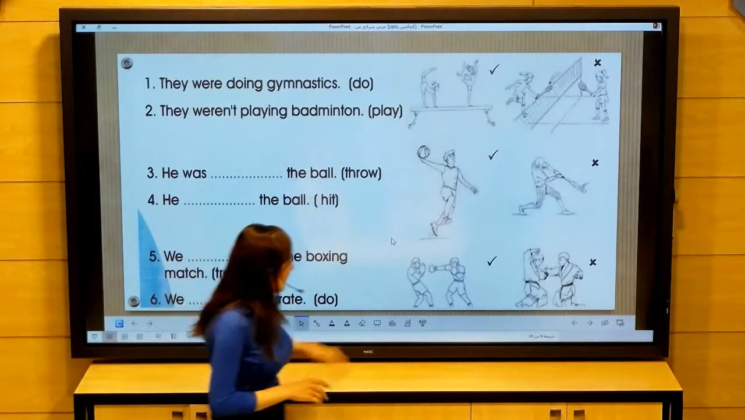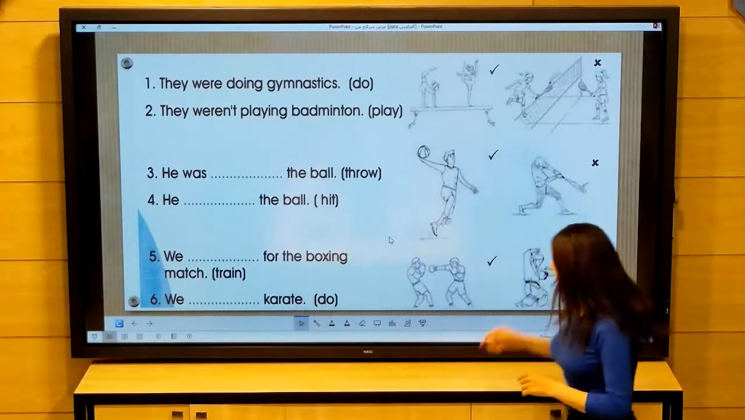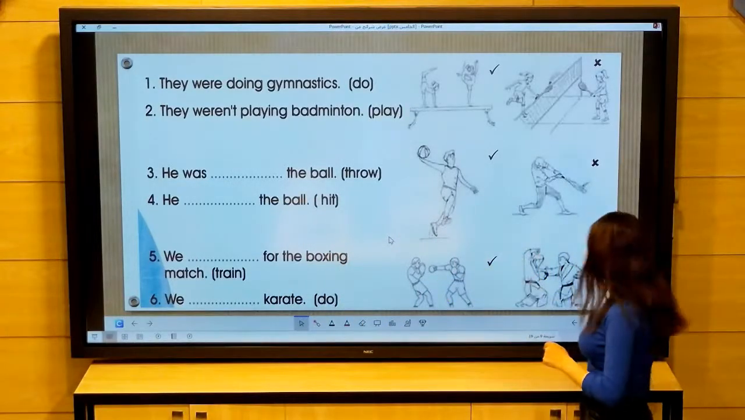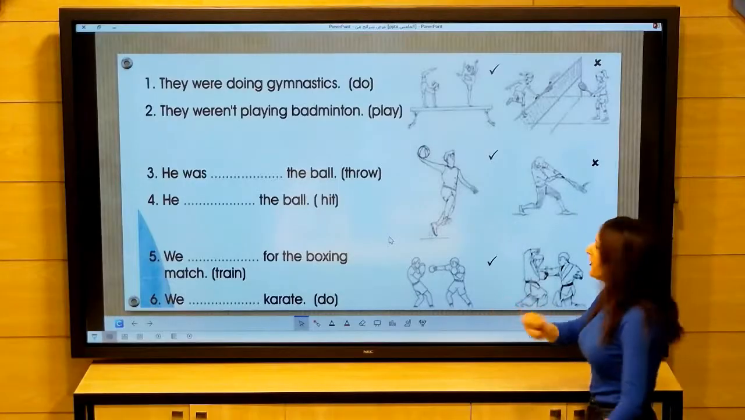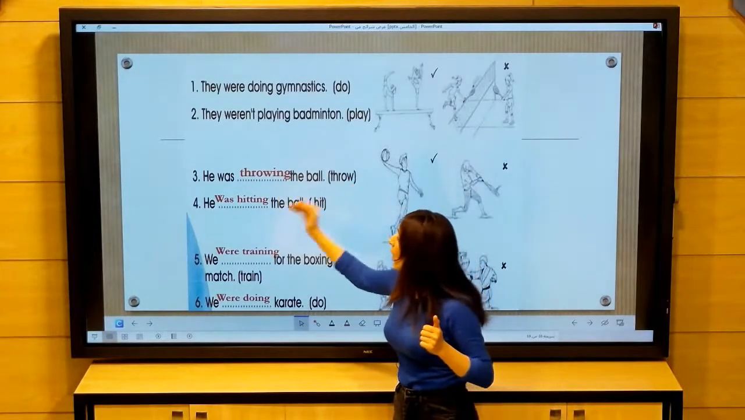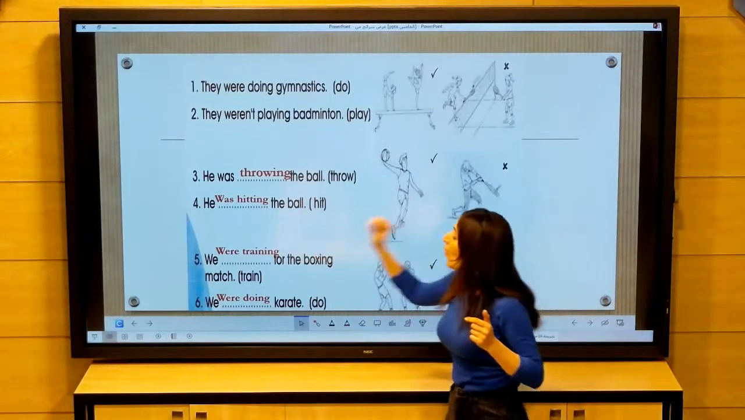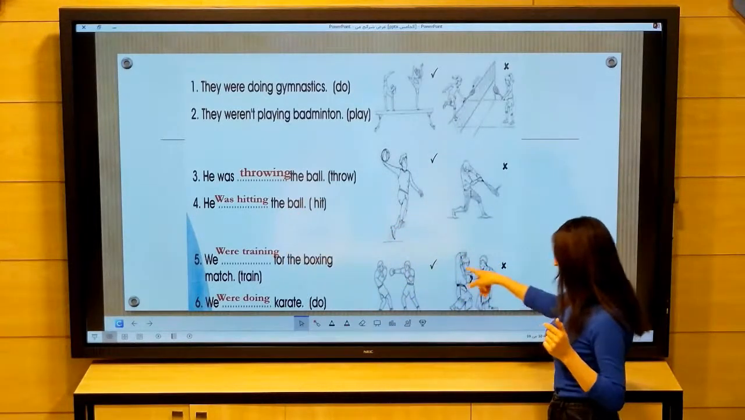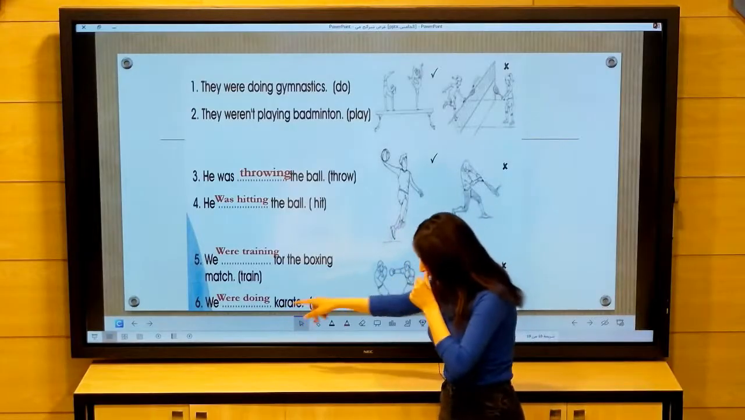Number 5, we train for the boxing match or karate do? Look at the picture. We have an affirmative sentence, boxing, and a negative sentence, karate. Now the answers. First, throwing, was hitting, were training. Okay, look here, were training. Finally, we have were doing.